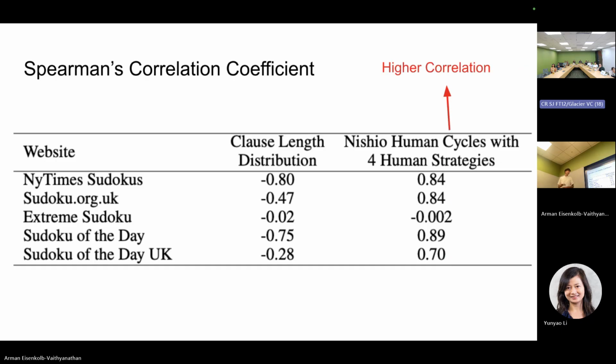Finally, we can see that Nishio human cycles has a consistently higher correlation than clause length distribution. Now you may be wondering, well, Extreme Sudoku has a near zero correlation for both metrics. And yes, this is true. Extreme Sudoku is an anomaly. We will address this in a future slide.